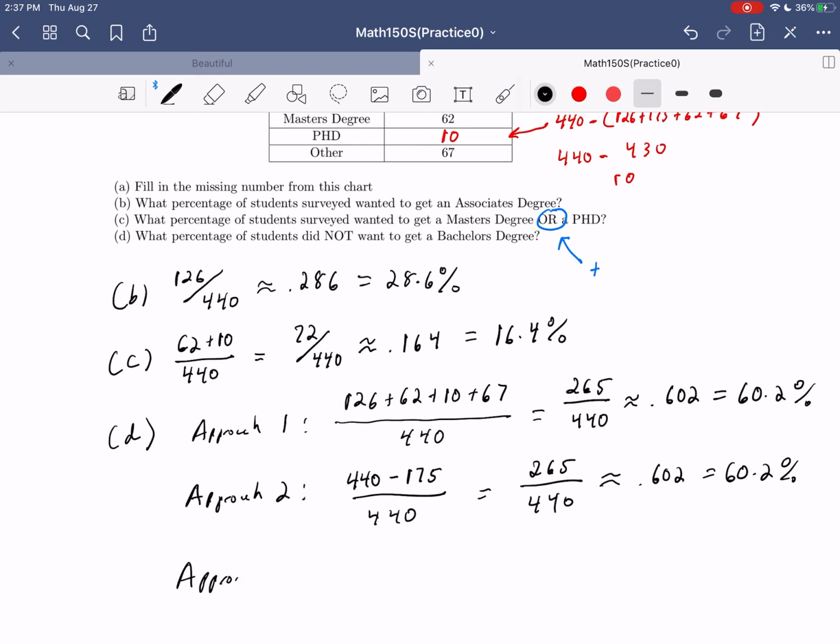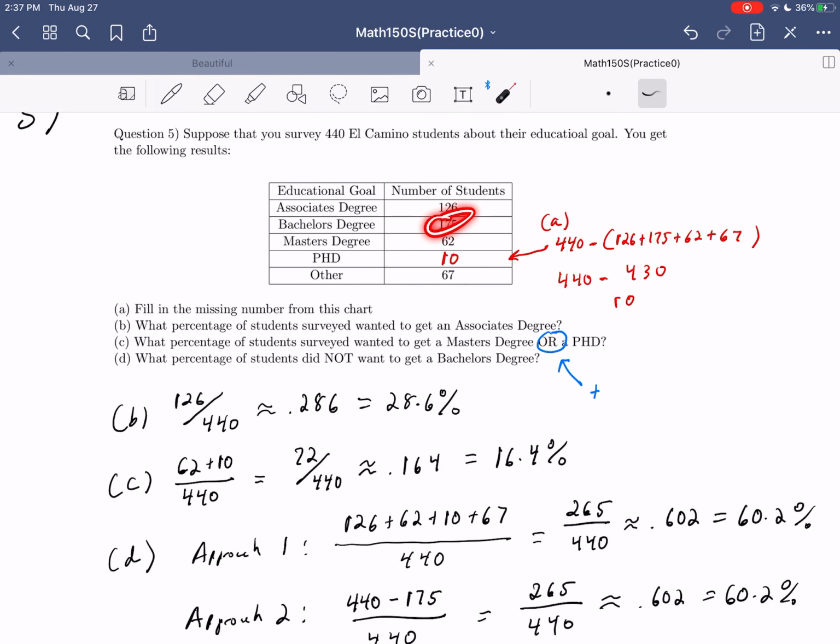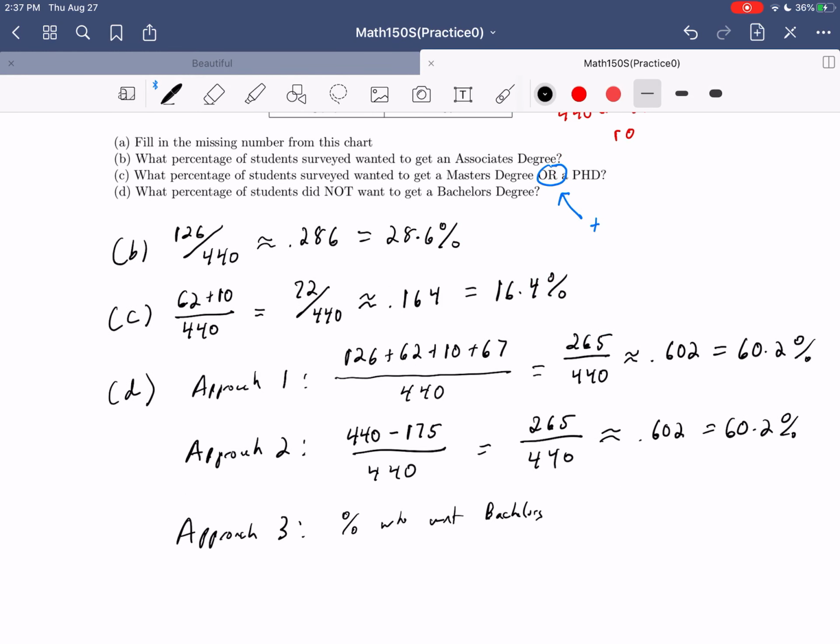There's even a third approach if you wanted to. Again, any one of these is fine, but I just want to write them out. Approach 3 is to get the percentage who want bachelors. So how would we do that? Well, we would take the 175 and divide by the 440. So we'd say 175 divided by 440.